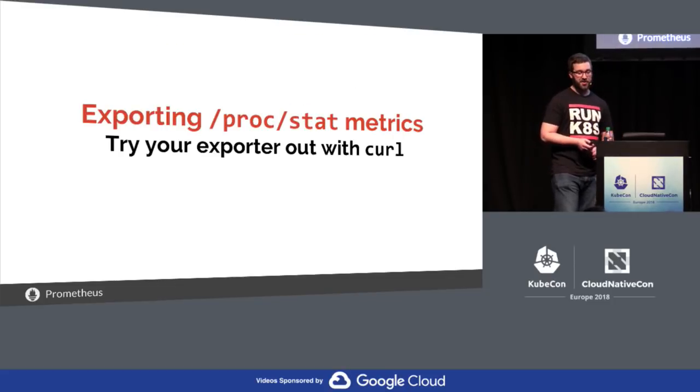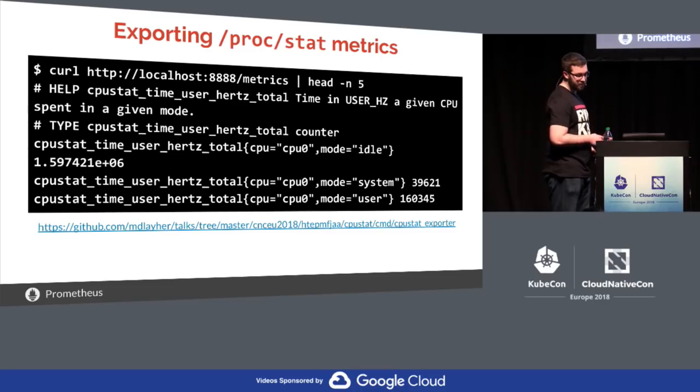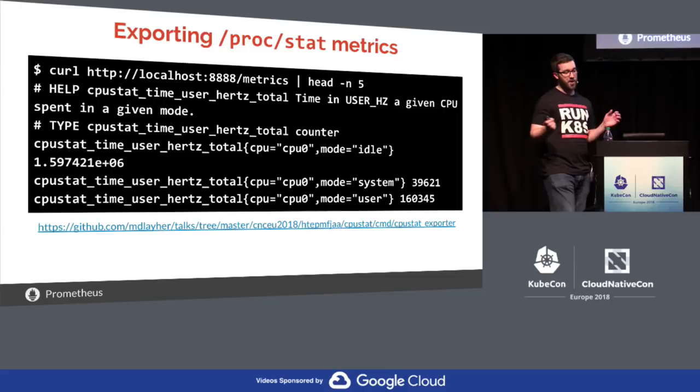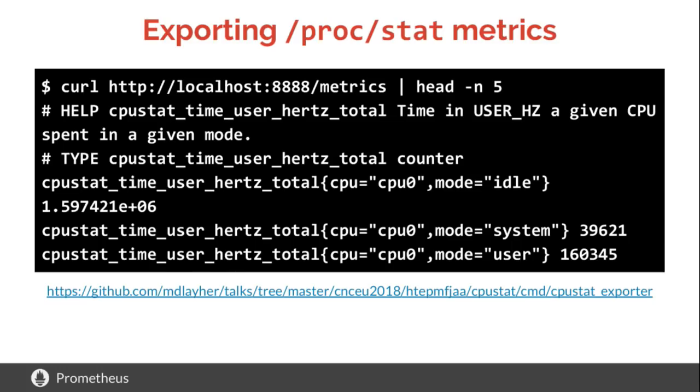All right, let's put this all together and give our exporter a try with curl and just see what happens. So we curl the exporter, we run it, and as we'll see, we have some metrics available with our given labels, such as the CPU ID and the mode, and these raw integer values.